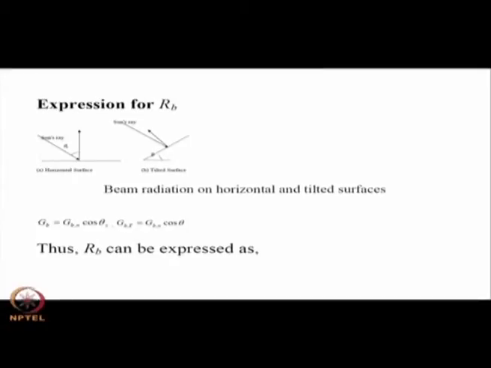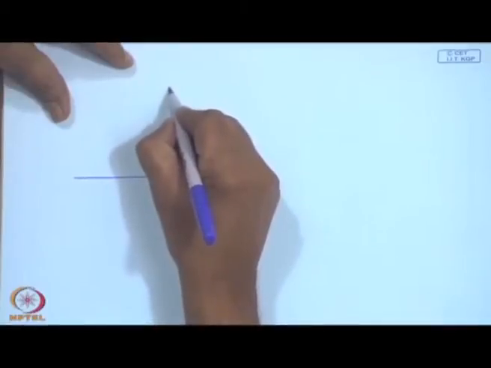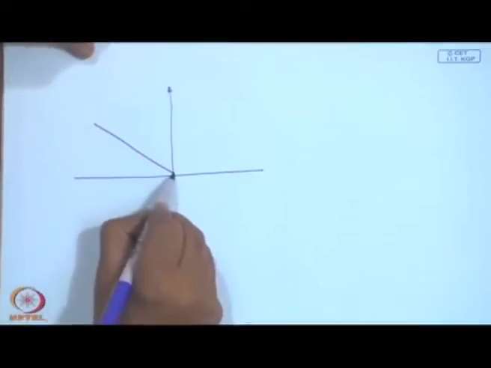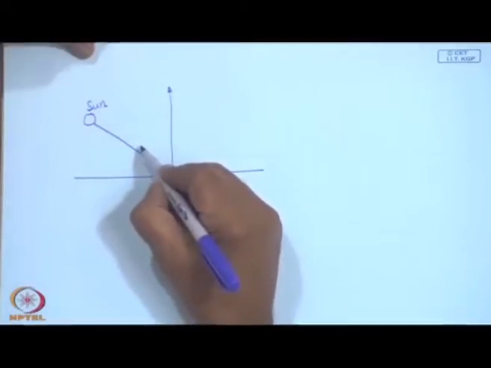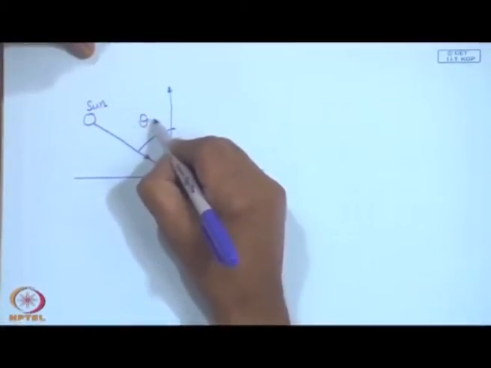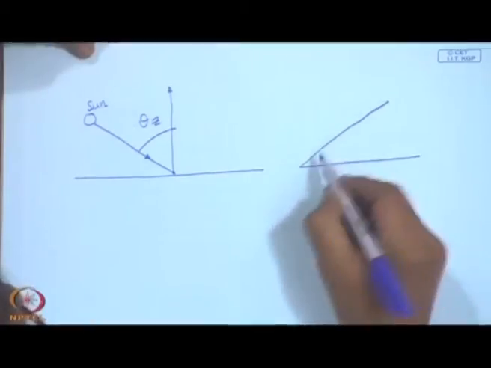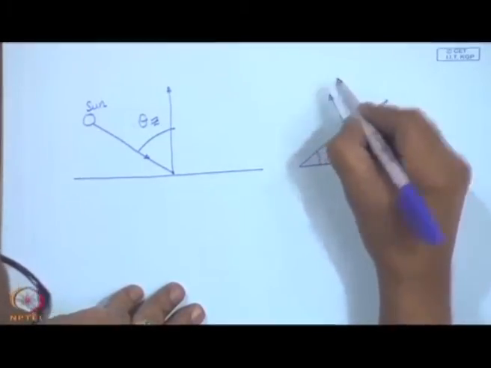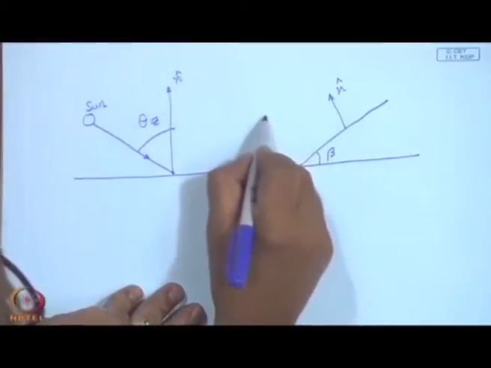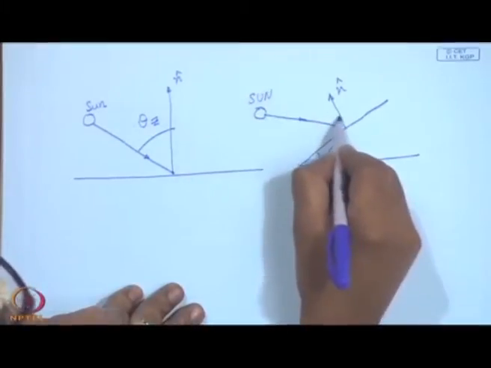Now, this figure I shall make it a little bigger. If you have the horizontal surface and the outer normal, and this is the sun's ray, and it has got the angle theta z, and simultaneously you have the tilted surface beta, outer normal, and the sun ray, and this makes an angle theta.